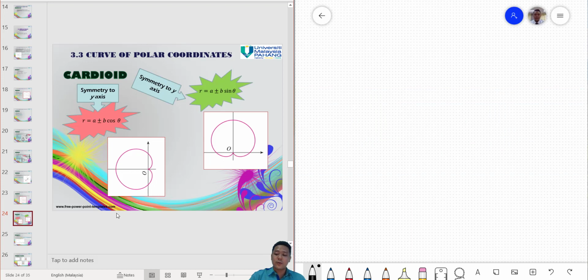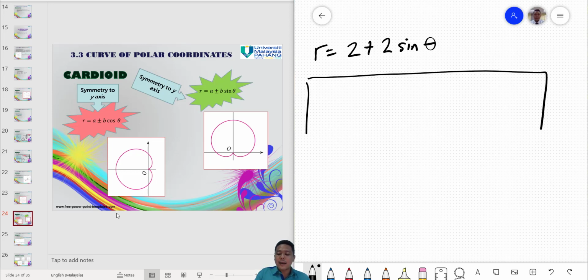Now let's move on to the shape of the cardioid or heart shape. Cardioid falls in the family of limacon. Later I will tell you what is the difference between cardioid and other shapes of limacon. Suppose we start with r equals 2 plus 2 sine theta, and imagine what curve this polar equation can make. Based on this, again, I want to describe it by using plotting.